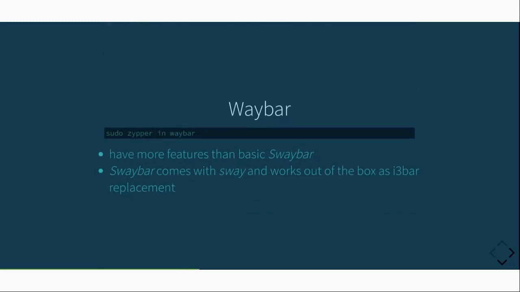Waybar: you have seen in my example that I use Waybar instead of Swaybar. Swaybar is the basic one, and it comes with Sway. The whole Sway idea is to be a replacement for i3, and Swaybar is the i3bar replacement. But Waybar has more functionality, more statuses, and is more integrated with other stuff. You can click on a lot of things and have different events on them, as well as styles, etc.